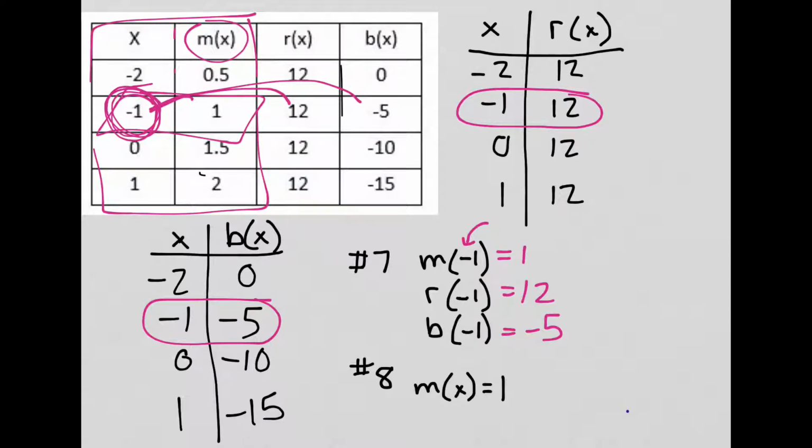Okay, so then number 8, this time we don't know X. We know that M of X equals 1, but we don't know what X equals. So I'm just going to write X equals here to remind me that's what I'm looking for. And I'm going to use the function M, and I need to figure out what X is when Y equals 1. So that must be talking about this same thing. It's just that this time I gave you the Y value, and now I'm asking you for the X value. So X is -1. Okay?